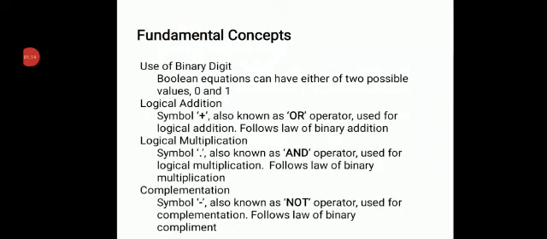The second one is logical addition. Logical addition, in the sense of ORing, is the OR gate. The symbol plus, also known as the OR operator, is used for logical addition. It follows the law of binary addition. The third one is logical multiplication. The symbol is the dot operator, also known as the AND operator, used for logical multiplication. The fourth one is complementation. The symbol is a bar or hyphen, also known as the NOT operator, used for complementation.